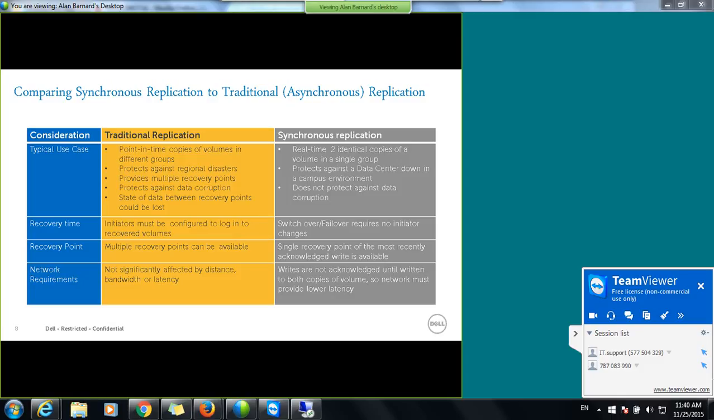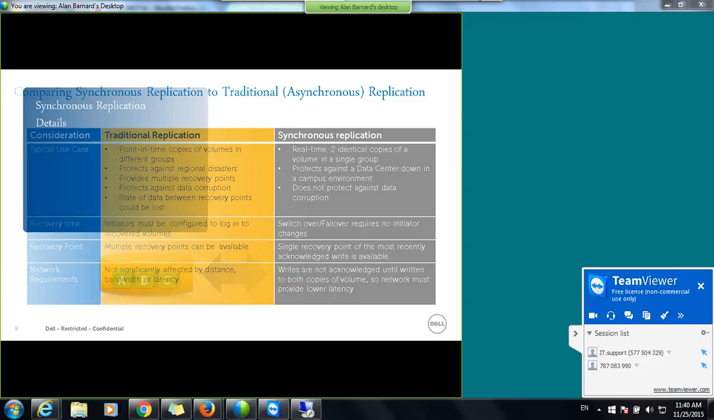Next, traditional replication protects against regional disasters. Like I said, it's protecting your pool. Okay, so in case one data center goes down, we're hoping that the other one is still up. Synchronous replication protects against a data center being down in a campus environment. So one is talking about regional and one is talking about campus. Why? Because with synchronous replication, again, latency is the key factor.